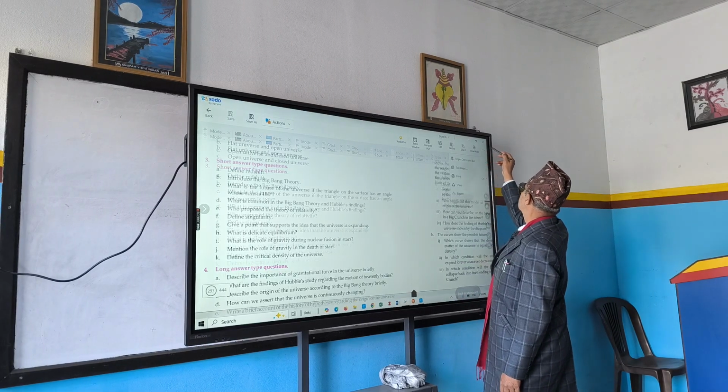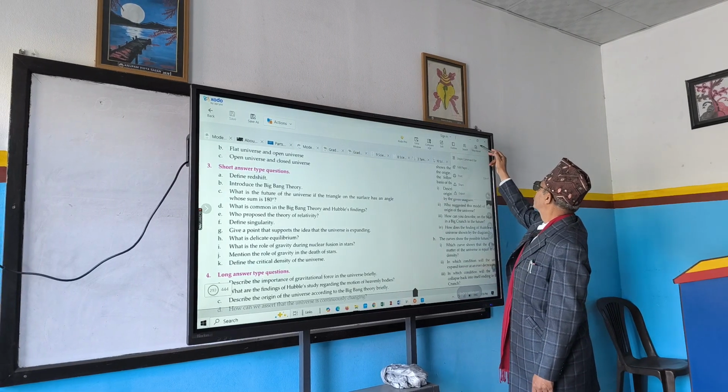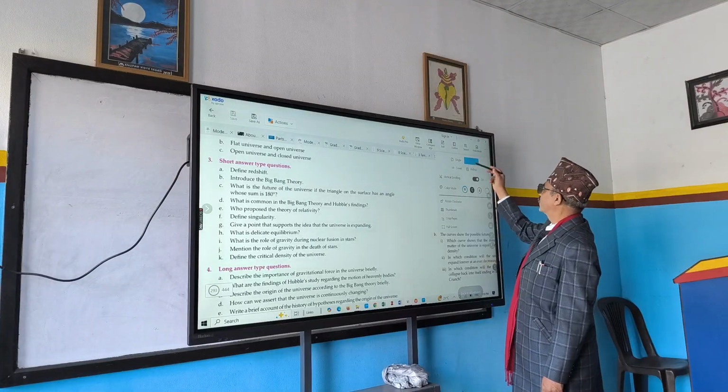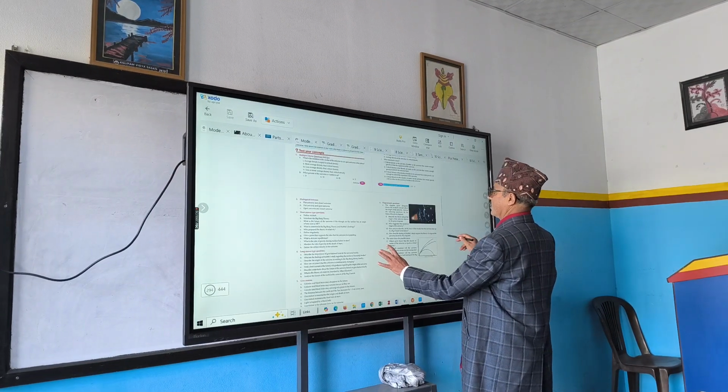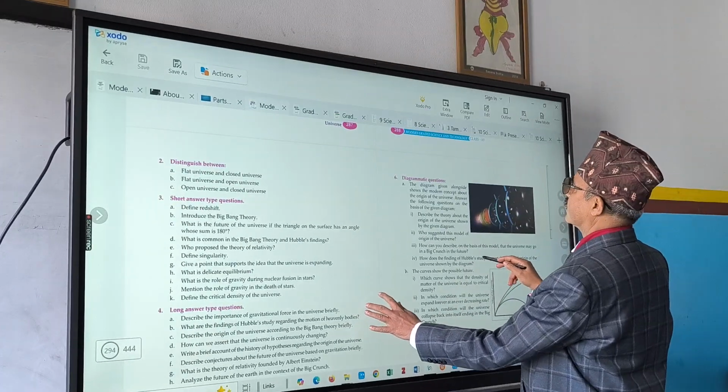New modes will be there, where is it? Double, why double is it like it? And double.